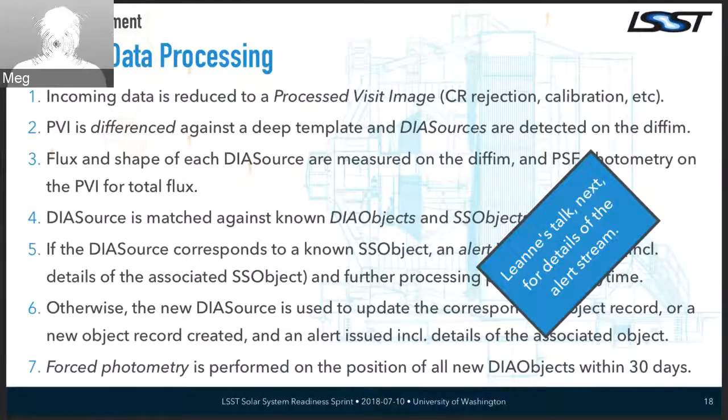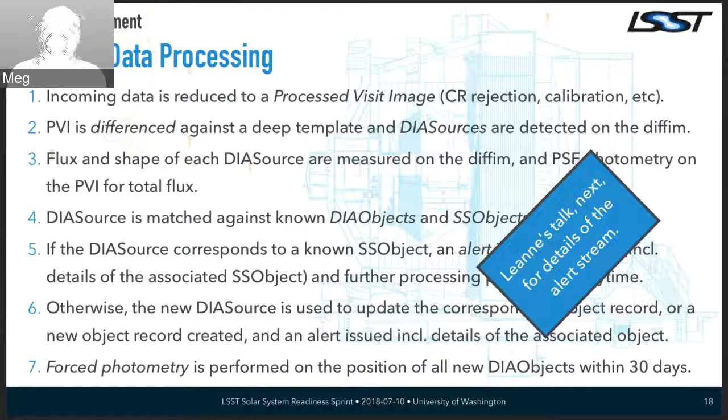But the idea is that we get our incoming data and we make these processed visit images. We difference them against deep templates and we detect DIA sources. DIA is difference image analysis, and sources are detections on a single image. We measure the properties of those, so we get flux and shape, etc. And we match them against known DIA objects, which are objects that we've seen on difference images that are not solar system objects, and SS objects, which are solar system objects.